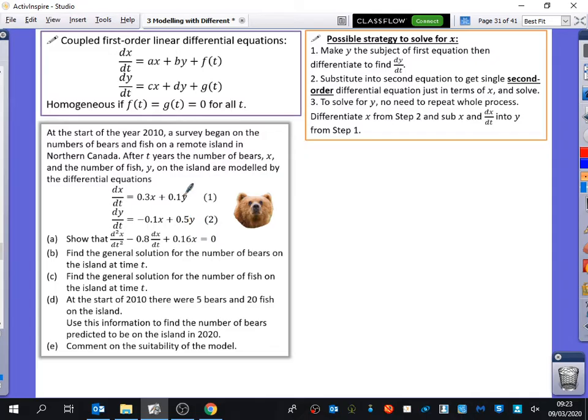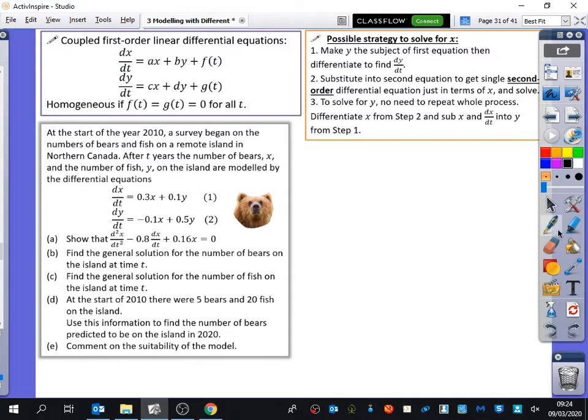Then I can differentiate this one that has y as the subject, and I can put it in here. And then everything in this second equation will have eliminated y, and we will then have the whole thing in terms of x. And that's what this strategy says up here. It says make y the subject of the first equation, then differentiate it to find dy/dt. And then you can substitute the y and the dy/dt into that second equation, okay? So I'm going to do that for this first one that we've got.